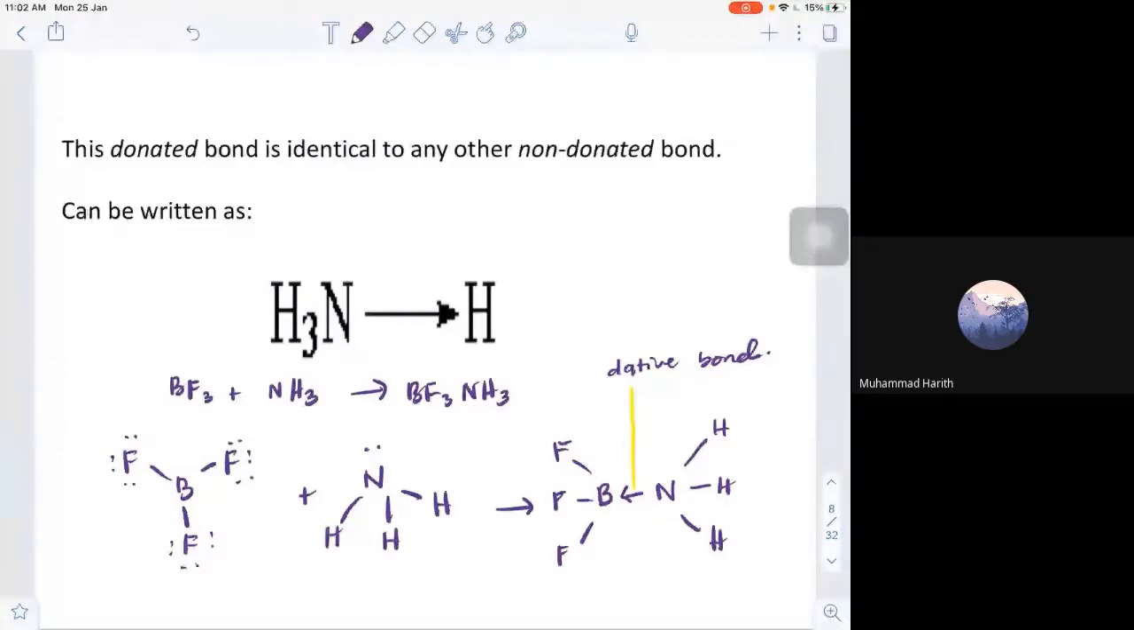It is different from the ionic bond, in which you have the arrow from the one that donates to the one that receives it.